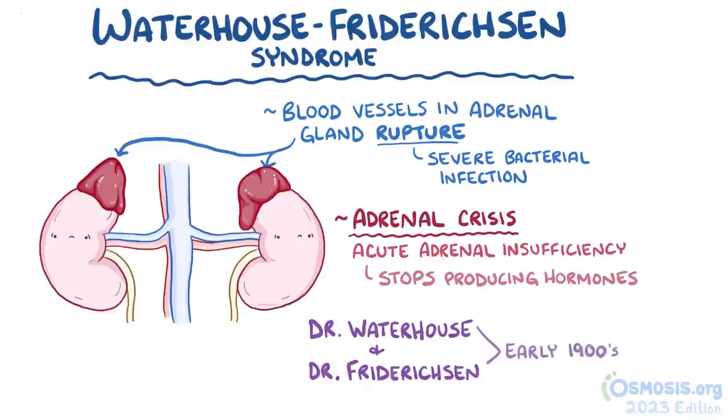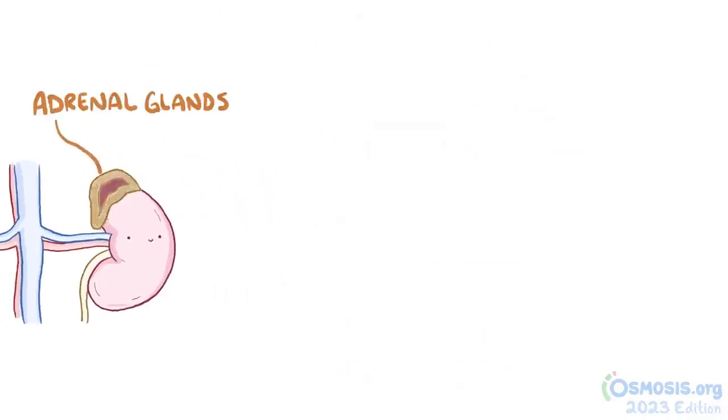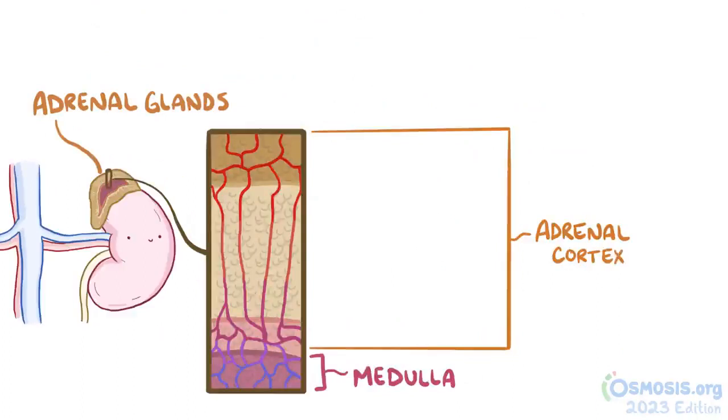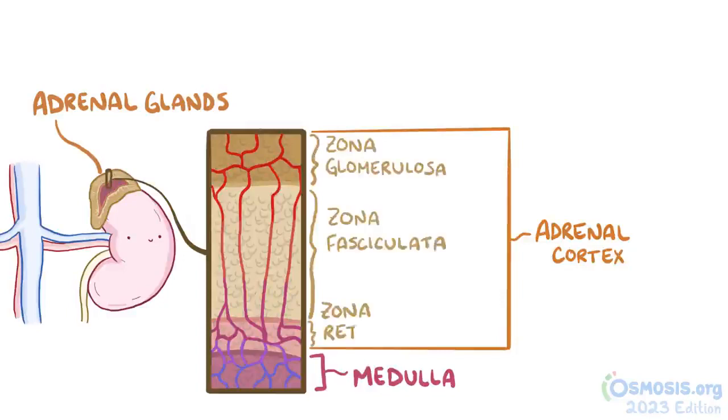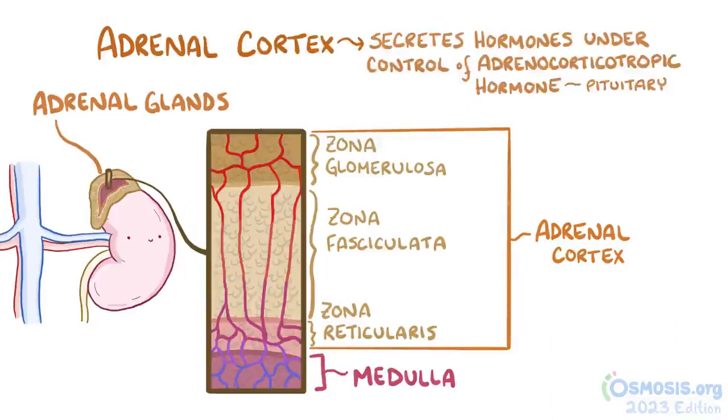Now, there are two adrenal glands, one above each kidney, and each one has an inner layer called the medulla and an outer layer called the cortex. The adrenal cortex is subdivided into three more layers: the zona glomerulosa, zona fasciculata, and zona reticularis. The adrenal cortex secretes hormones under the control of adrenocorticotropic hormone, released by the pituitary gland.